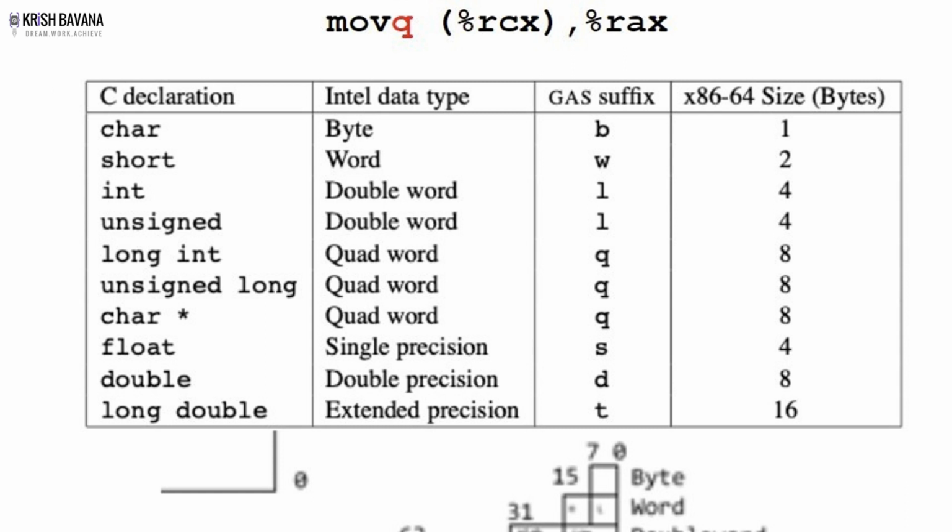Right now if you look at our previous example, it said Q. It can be a long int, it can be an unsigned long, it can be a char star. So there are chances that it can be multiple things. You can't really determine the actual type just by looking at it, but you can come close and understand what it is. Now let's get back to the instructions again.